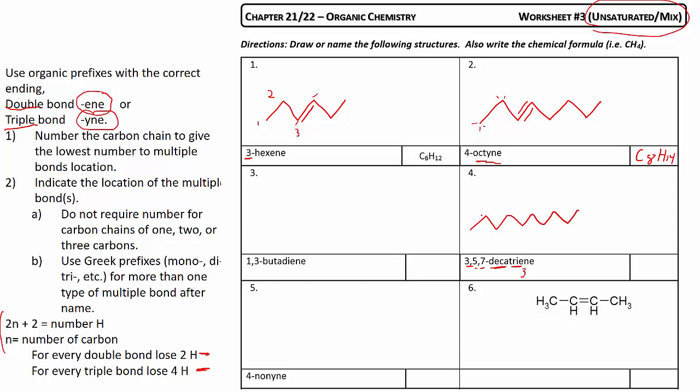And at the third carbon, 1, 2, 3, we have a double bond. 4, 5, 6, and 7, we have double bonds located at each of those spots. So for every double bond, we're going to lose 2 hydrogens. If we had 10 times 2 plus 2, we'd have 22. But now for each one, we're going to lose 2 hydrogens. So if we have 3 double bonds, we're going to lose 6. So C10, H16 in the end there.